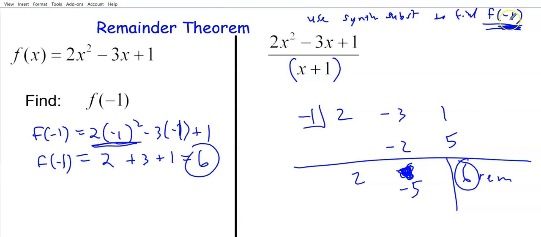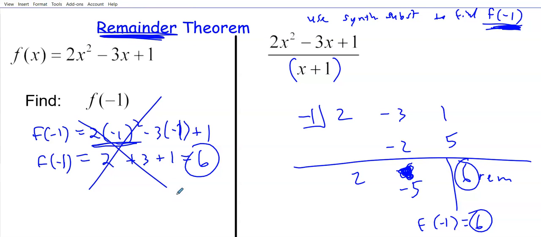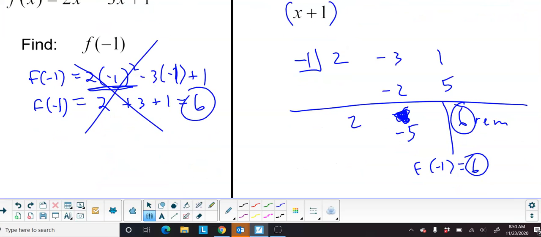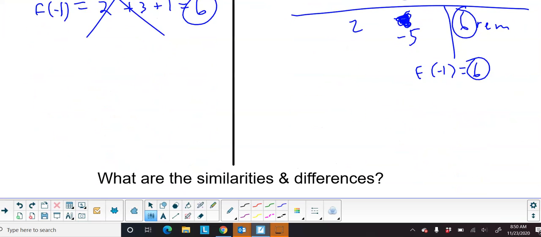So what is f of -1? F of -1 is equal to 6. So the answer is our remainder. That's why this is called the remainder theorem. You could always check your work that way if you want to, but we're going to actually solve these kinds of problems just doing synthetic division because it's faster.